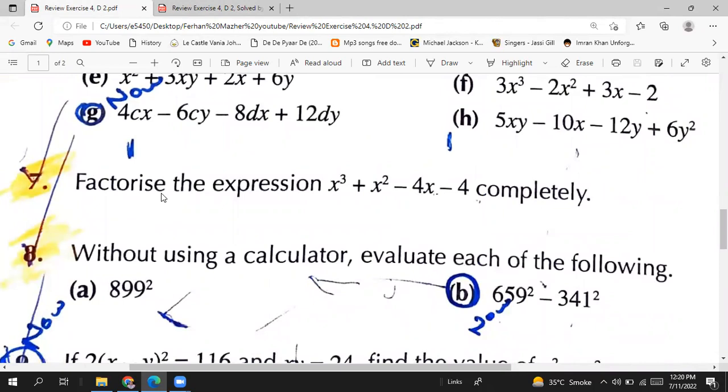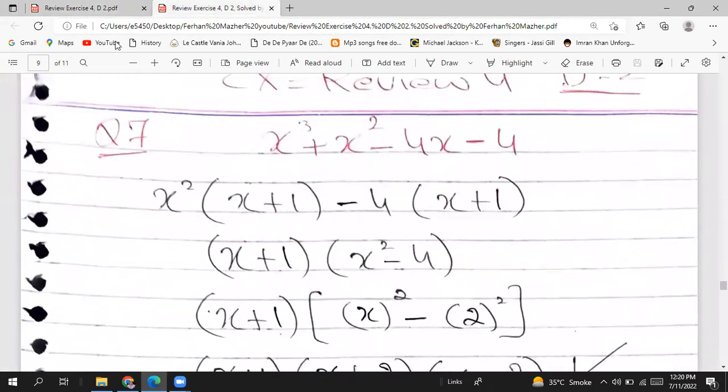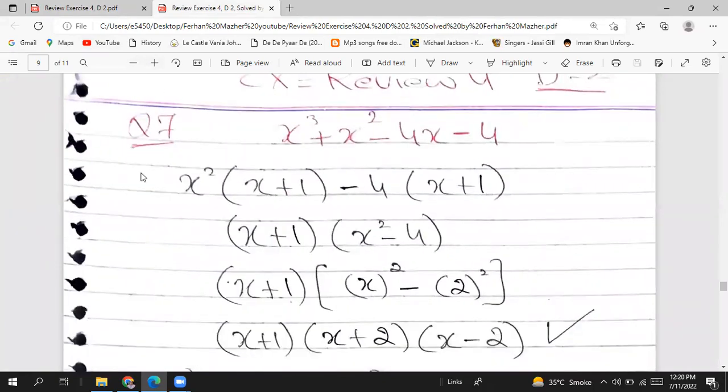Then we have question number 7. It says factorize the expression x cubed plus x squared minus 4x minus 4 completely. Very simple and straightforward question. From the first two terms, I can take x squared common. You are left in the bracket with x plus 1. From the last two terms, minus 4 is common. Take that minus 4 common. So you will have x plus 1 in the other bracket.